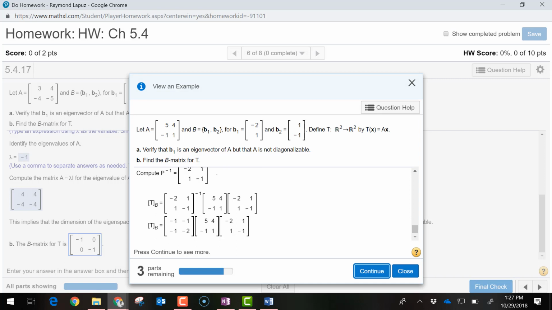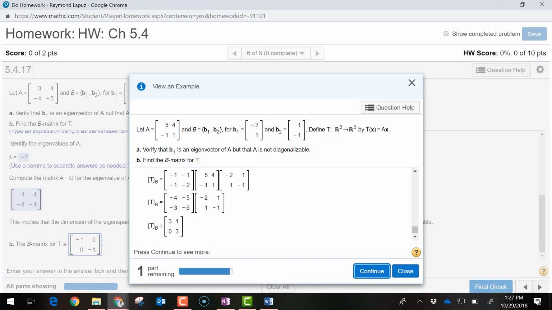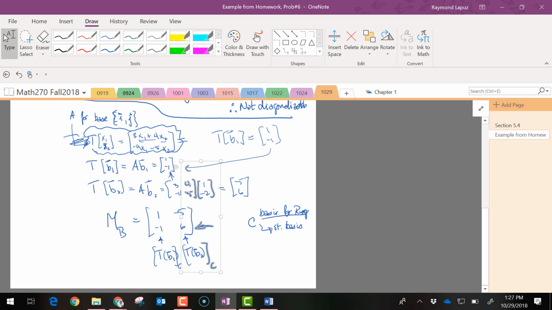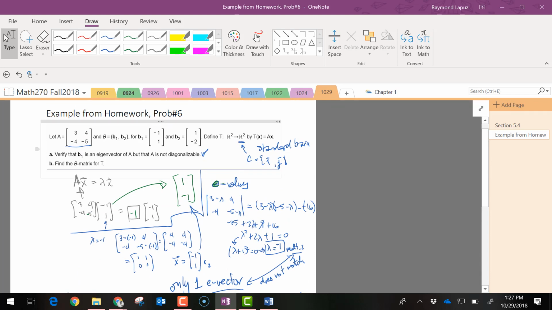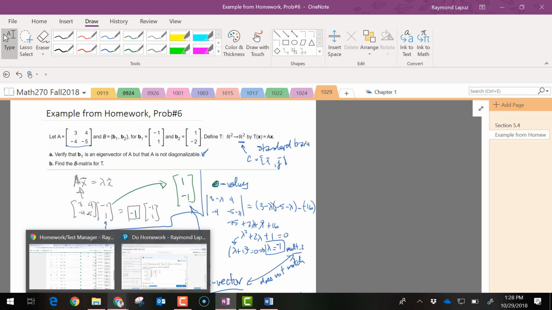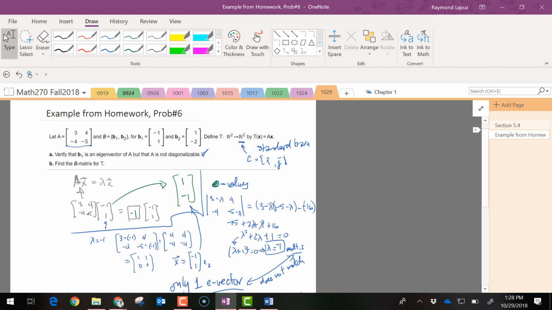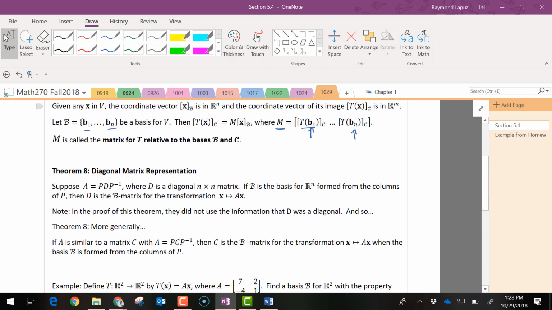Yeah, it looks like we need to find the inverse. Well, it looks like what they did was they used the B to be the P. The B1 and B2 make the P matrix, and then I have to find P inverse, multiply it by A, and then find the P. Because that's one of the theorems.